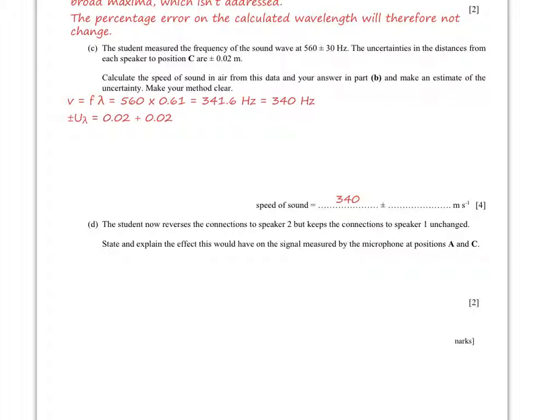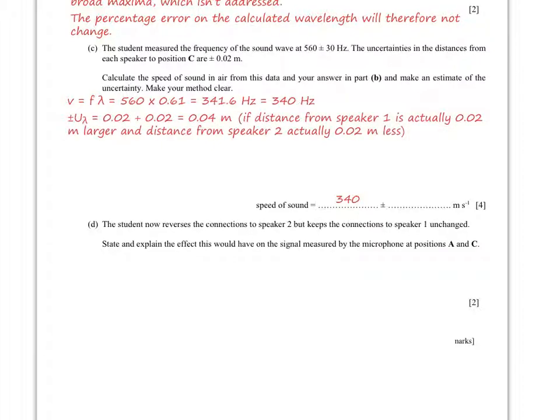Now, if we're going to think about the uncertainty in the wavelength, we're told that the absolute uncertainty in the position of the speakers and point C is 0.02 metres. So that's not the uncertainty in the wavelength, it's the uncertainty in the speaker distance. And we have two speaker distances, so from speaker 1 and speaker 2 to point C, that potentially have that uncertainty, which gives us an overall uncertainty of 0.04 metres. Think about it. We may be 0.02 metres too large for one measurement and 0.02 metres too small for the other measurement, which is going to give us a value for the wavelength of 0.04 off our 0.61 metres.